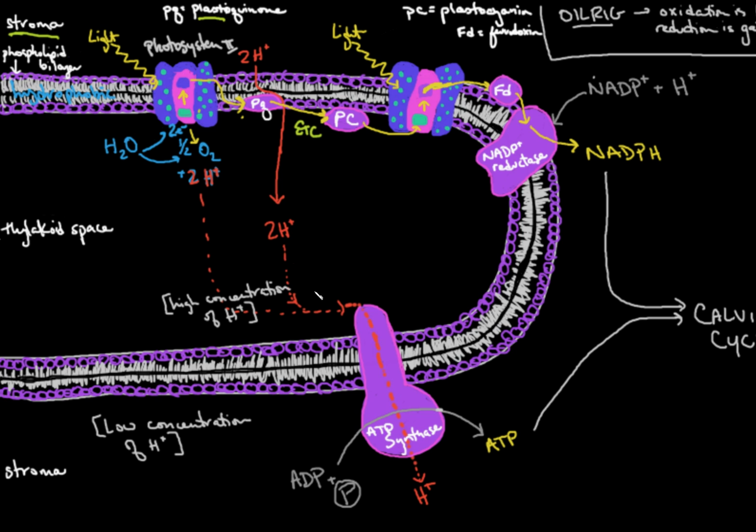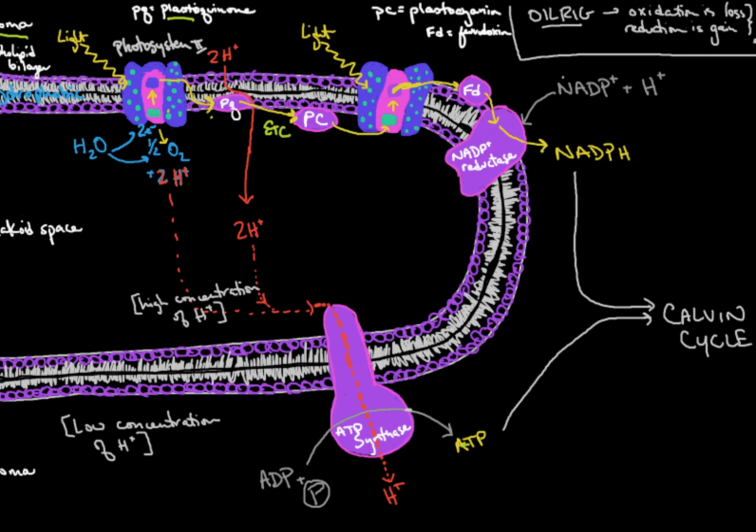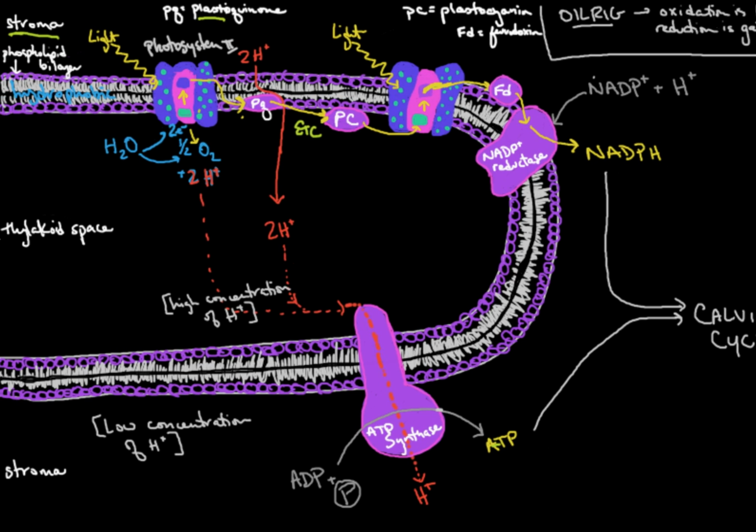But these hydrogens find their way through this other protein called ATP synthase. It's an enzyme that synthesizes ATP by taking adenosine diphosphate and inorganic phosphate and bonding them together to make adenosine triphosphate, which is one of the things that's going to be used later in the Calvin cycle. There's the Calvin cycle. All right, but we haven't finished the story.